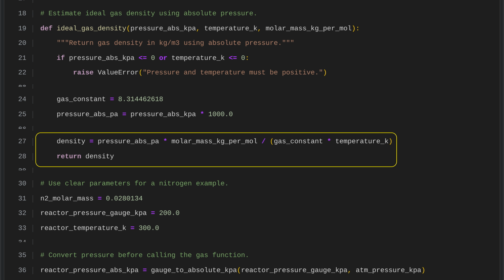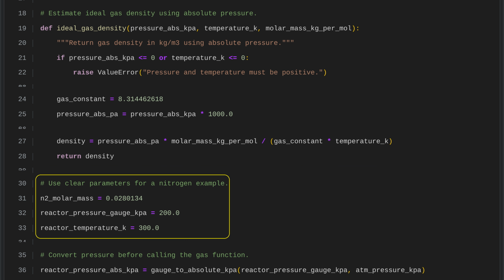The code calculates ideal gas density using the ideal gas law rearranged for density. It combines pressure, molar mass, the gas constant, and temperature in Kelvin, then returns the resulting density value. To find the density of nitrogen gas in the reactor, use a molar mass of about 0.028 kilograms per mole, a gauge pressure of 200 kilopascals, and a temperature of 300 Kelvin. The gauge pressure must be converted to absolute pressure before applying the ideal gas law.